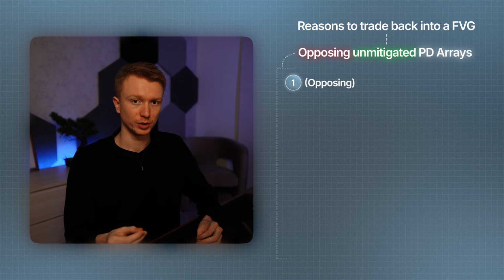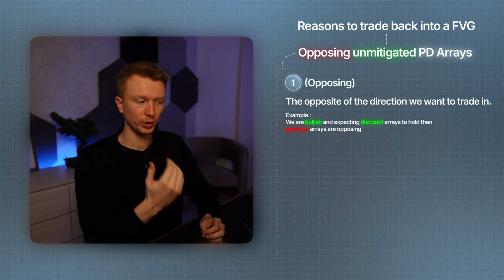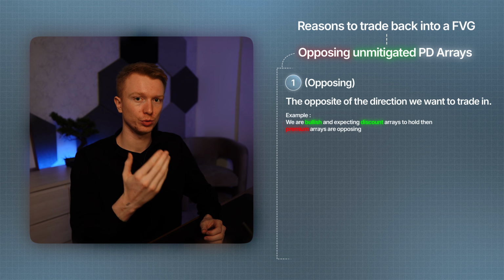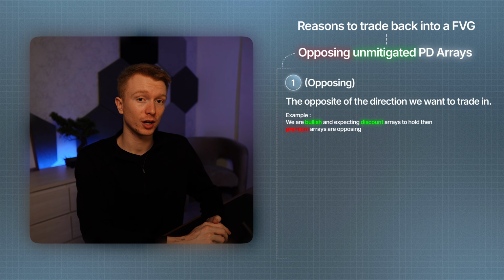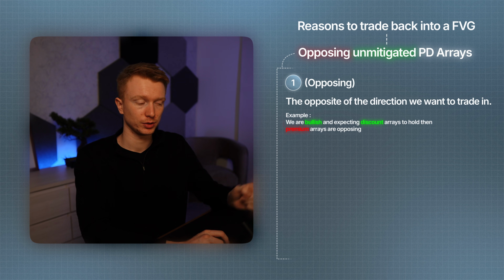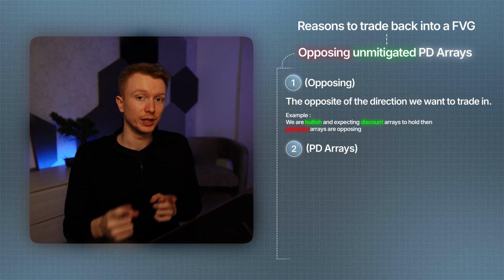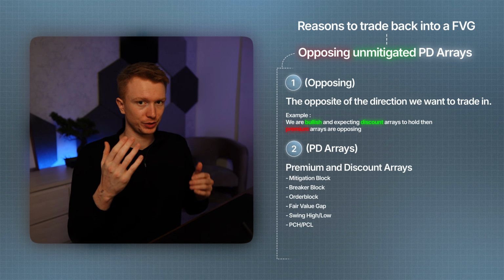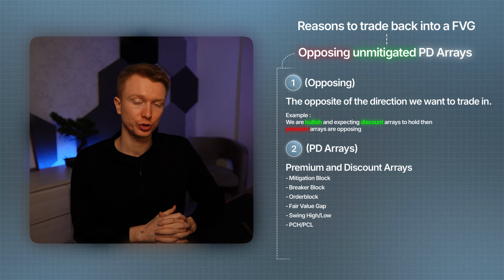Opposing. What does opposing mean? We are expecting higher prices, so we are expecting discount arrays to hold. Since we are expecting discount arrays to hold, opposing PD rays are premium arrays. All right, so what are the PD rays right there? The PD rays, again, are what we stated earlier. They're here on your screen again.